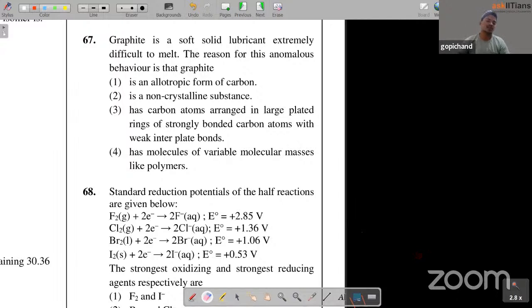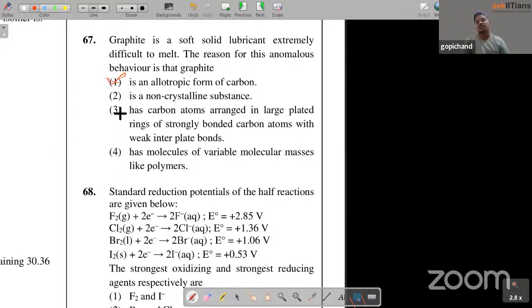No, that reason will not be correct. Yes, it's an allotropic form, but the question asks what the exceptional behavior is because of. Okay, it's a non-crystalline substance. No, it's a crystalline network structure. Okay, it has carbon atoms arranged in large planar rings of strongly bonded carbon atoms and weaker bonds between the planes. Another one sounds good: it has molecules of variable molecular masses. No. So option 1 you can directly eliminate.